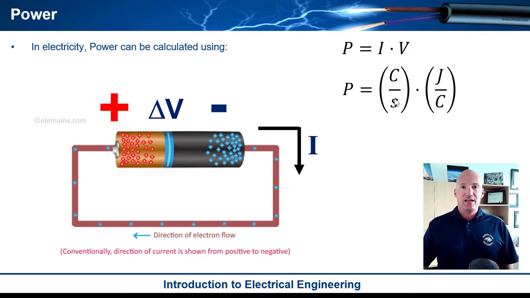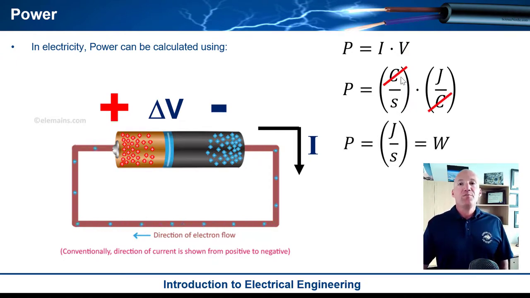We shorthanded it as an amp, but it's actually coulombs per second. And then if you look at voltage, which is now joules per coulomb, the work you put on each charge, then that's what you get when you multiply current times voltage. Well, if you look at what happens with the units, the coulombs actually cancel, and what you're left with is the definition of power, which is joules per second, or 1 watt.